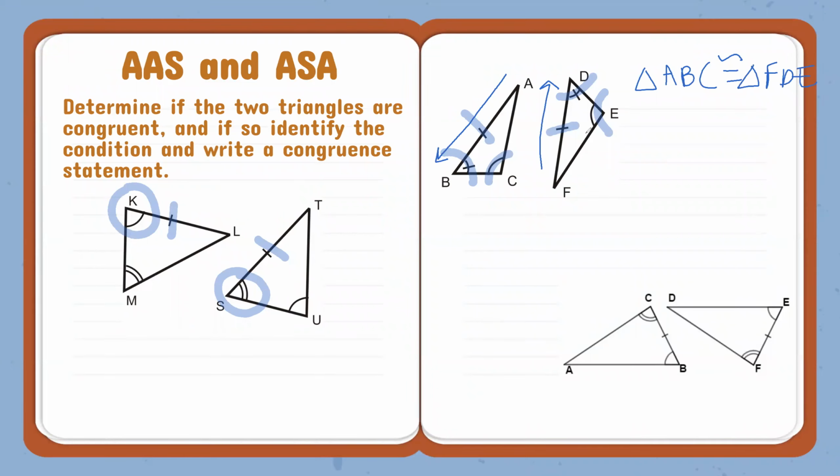Let's see if I'm right. Let me look at this again. A to B, F to D, B to C, D to E. Yeah, that's right. And by what? Here we did angle, angle, side.